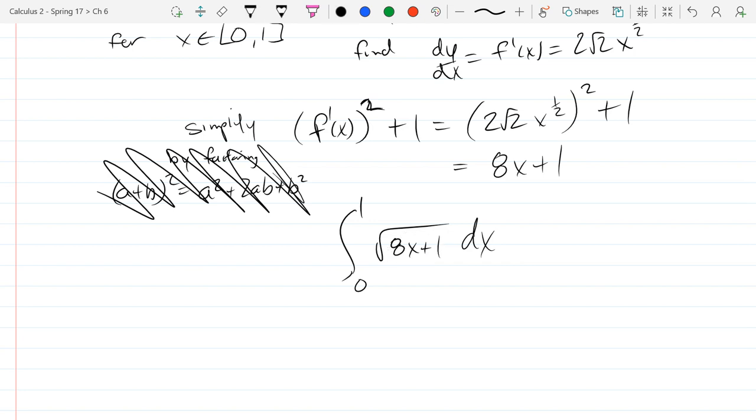So how do we integrate this? U sub. Yep, u sub. What does u equal? 8x plus 1. du is 8 dx. We don't have an 8, so we'll take that to the other side as an eighth. So it's just going to turn into a square root of u antiderivative. So add 1 to the power, and you'll be able to figure that one out.